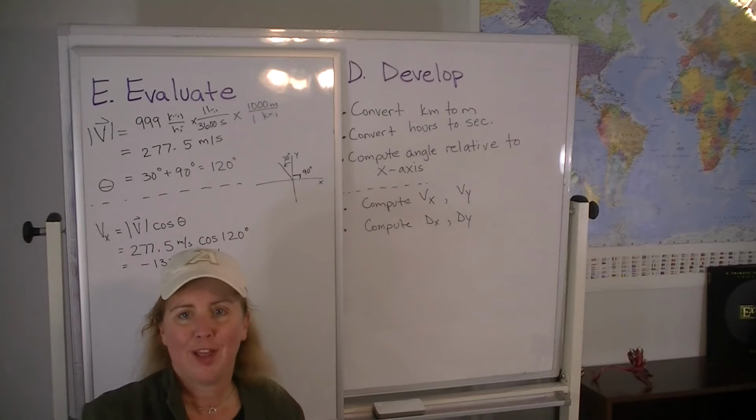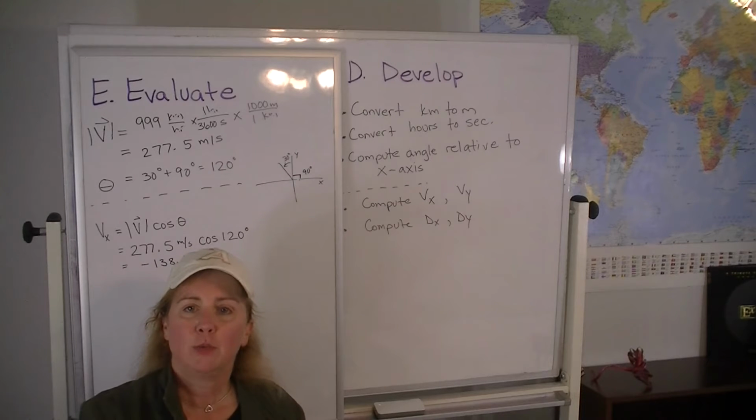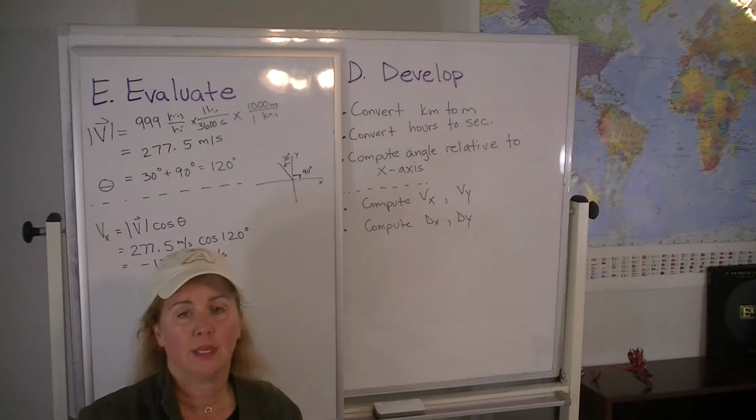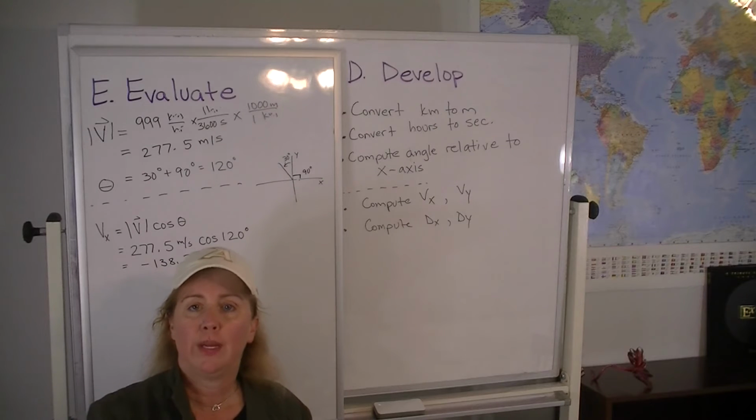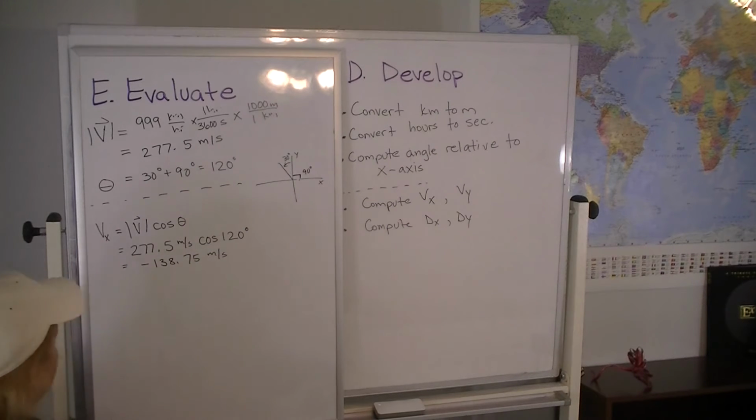And let me take a moment to talk about the negative. Negative doesn't mean it's flying backwards, okay? Negative means with respect to how we've defined the coordinate axis, their positive and negative directions, and that's actually consistent with the airplane going, the x component being going in a westward direction.